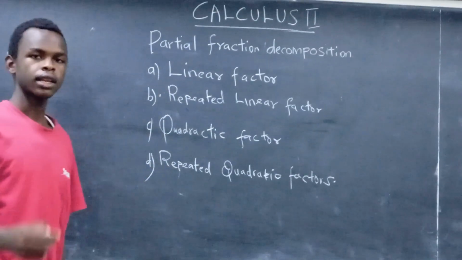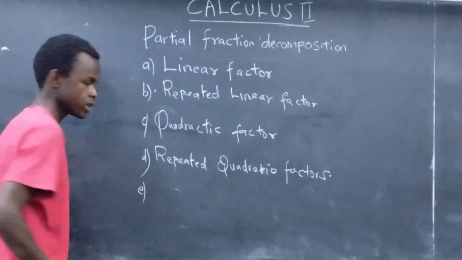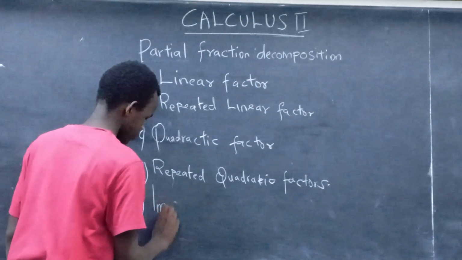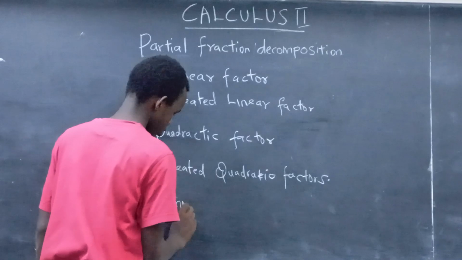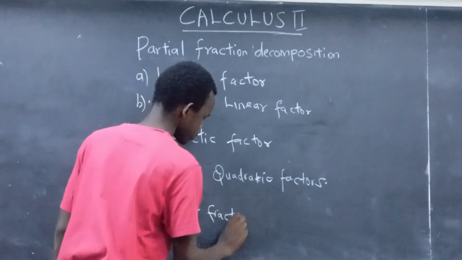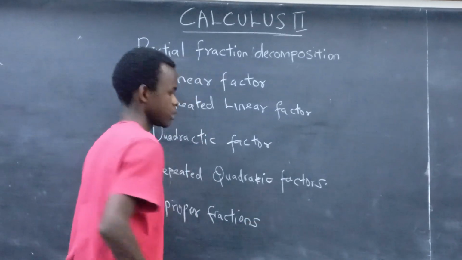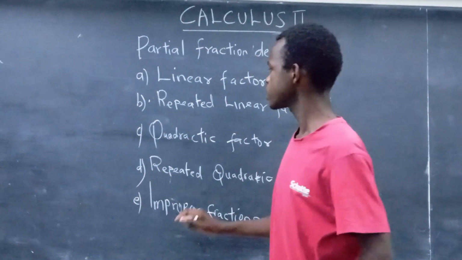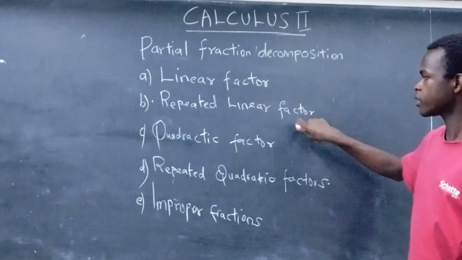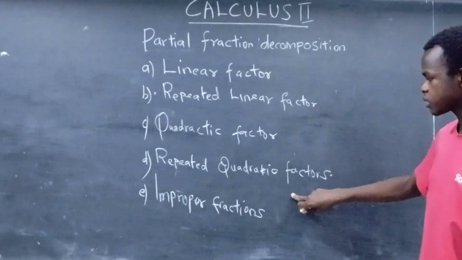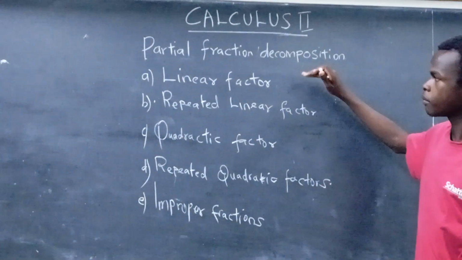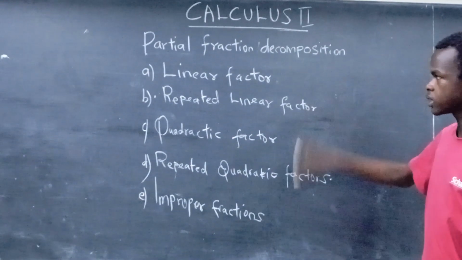The last part, that is on E, we'll do on improper fractions. So we'll start with the linear factors, repeated linear factors, quadratic factors, repeated quadratic factors, then improper fractions. I'll try to explain using examples.